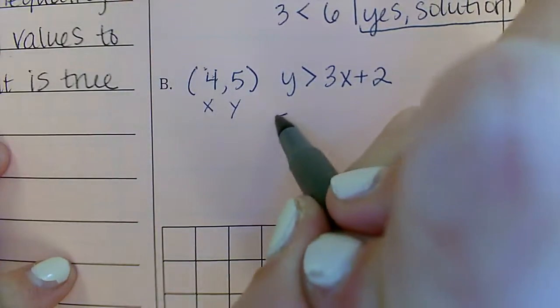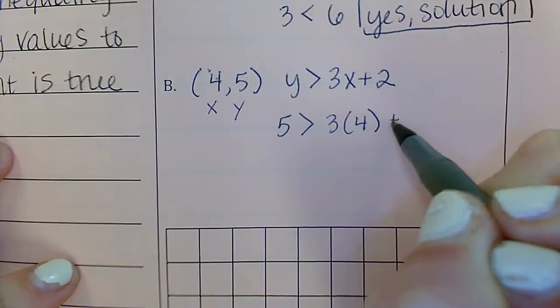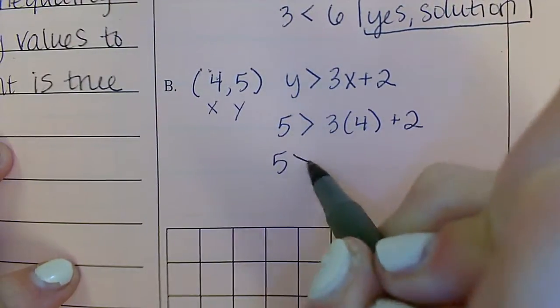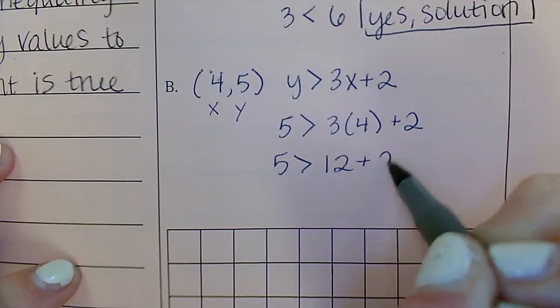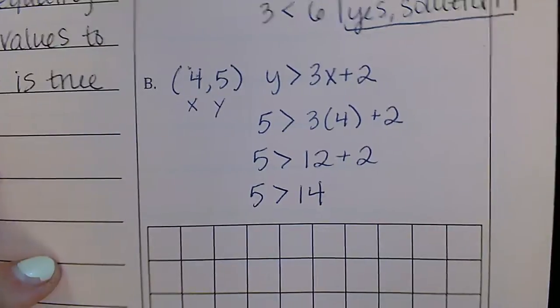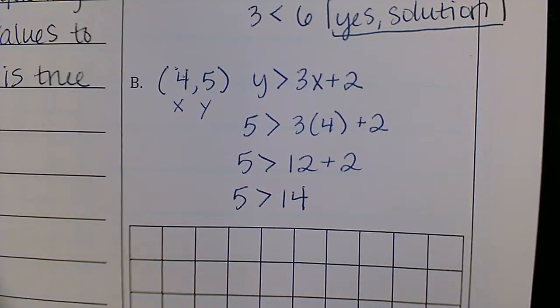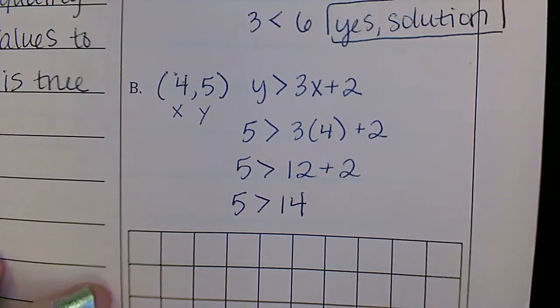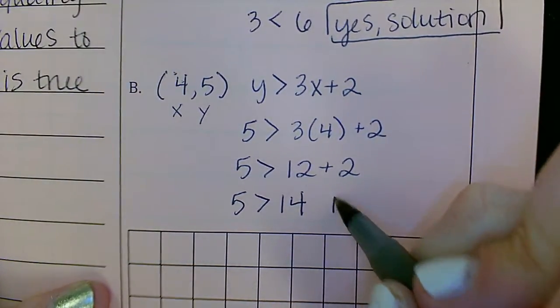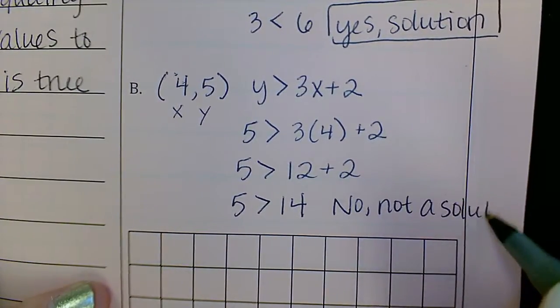So I'm going to get 5 is greater than 3 times 4 plus 2, 5 greater than 12 plus 2, 5 greater than 14? Who would like to raise their hand and tell me what my final answer is? Alex, go ahead. Yes, Alex, you are correct. No, it is not a solution. Not a solution.